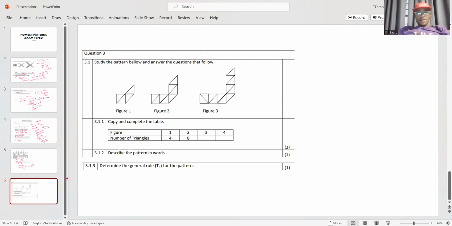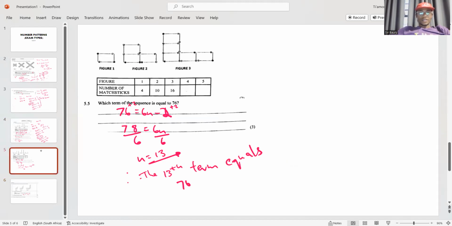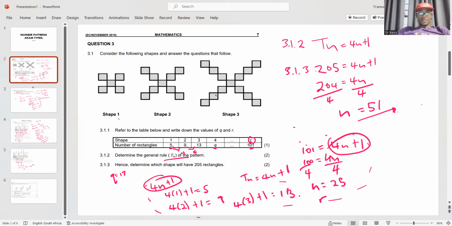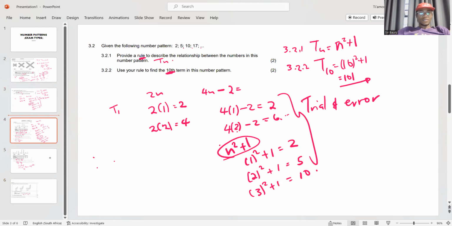Get to the last question. Similar question. They always ask the same things. These are different sets of questions, but they always ask the same thing. Figures, you just have to use trial and error to find the general formula. So you're given figure 1, 2, and 3. Complete the table. Difference here is 4. So it's going to be the same thing. 12 plus 4 is 16. Similar question.